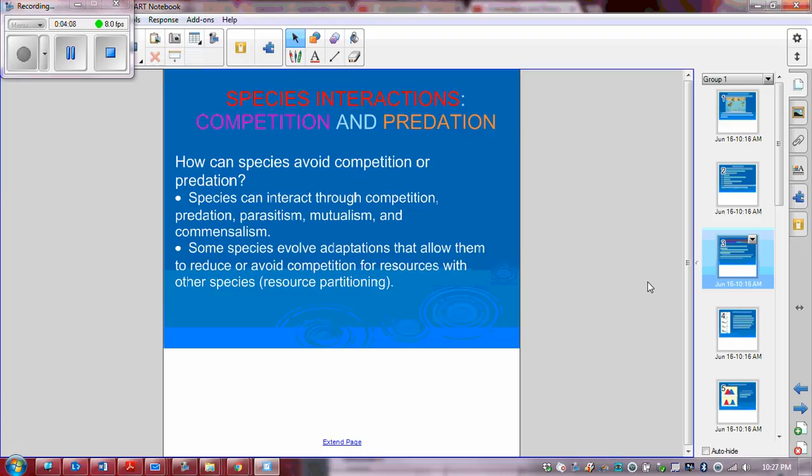So there's different ways that they can interact through competition. They have predation, which we'll talk about, which there's a clear winner and loser. Parasitism, still a pretty good winner and loser in that one. And then you get into mutualism and commensalism, where there's a bit more mutual gain involved in these ones.